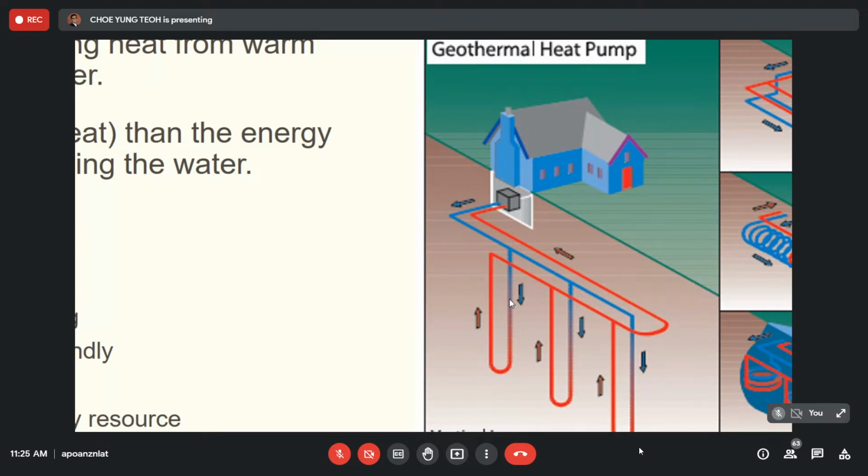So in that case, I can pump the water at room temperature, maybe at 30 degrees Celsius, down. Then I pump it out and spray around my surroundings. So definitely it will cool down the environment.